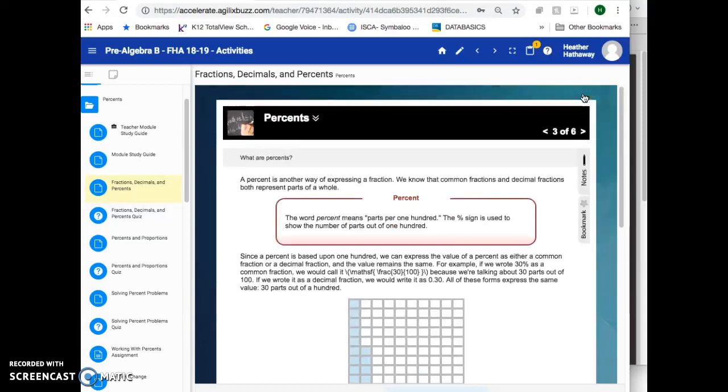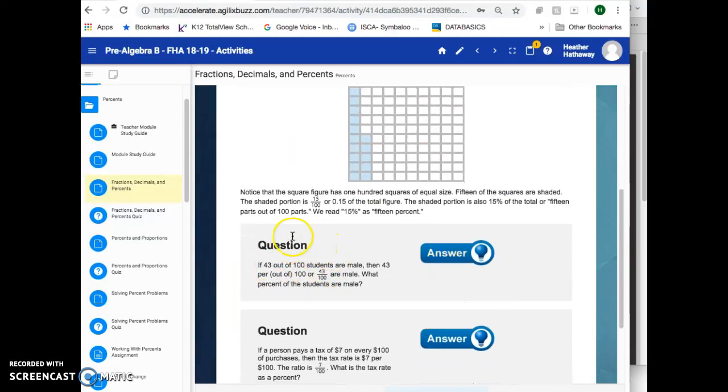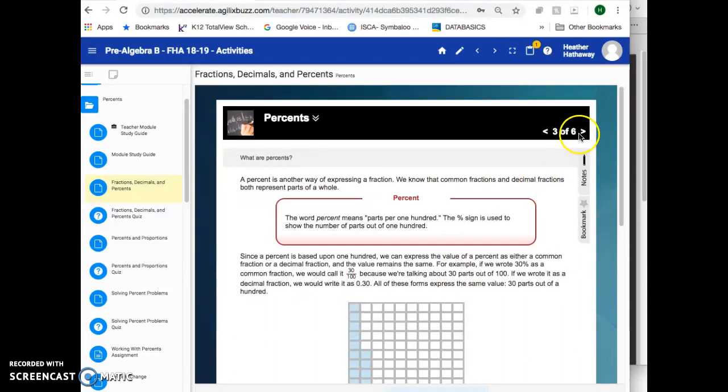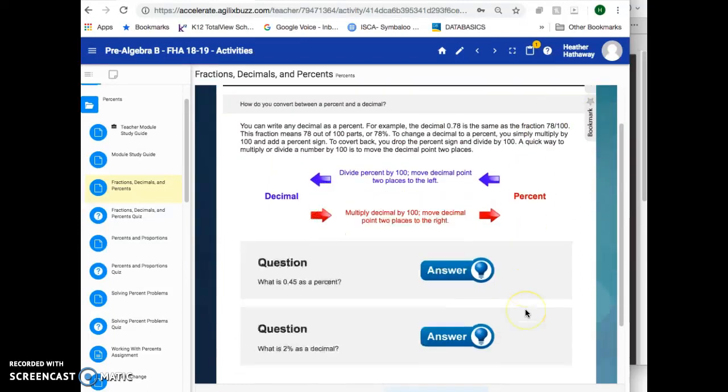So again, going through fractions, decimals, percents. I want you to go through each one of these. So you watched the video, you took notes, maybe you still didn't understand it. That's okay. That's how we learn. So go through each example. The question, 43 out of 100 students, what percent of the students are male? Try your best guess and then click on the answer. Okay? So I want you to go through all of these slides. So you click the next one.